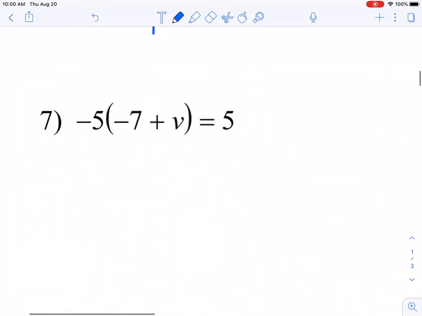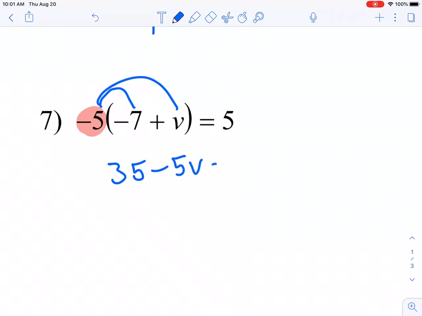In number 7, we have a multi-step equation. We need to distribute this -5. It is multiplying into this quantity. So we are distributing -5 times -7 to get +35, -5 times v to get -5v, and that is set equal to 5. I now have a two-step equation.